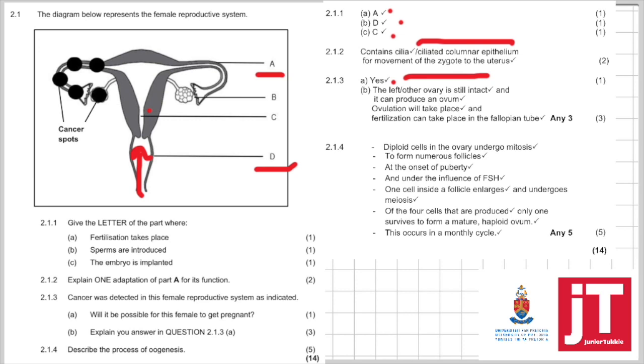So the left ovary, if you look here, is still intact. So it can still produce an ovum, ovulation can still take place, and fertilization can still take place. That's a nice question.